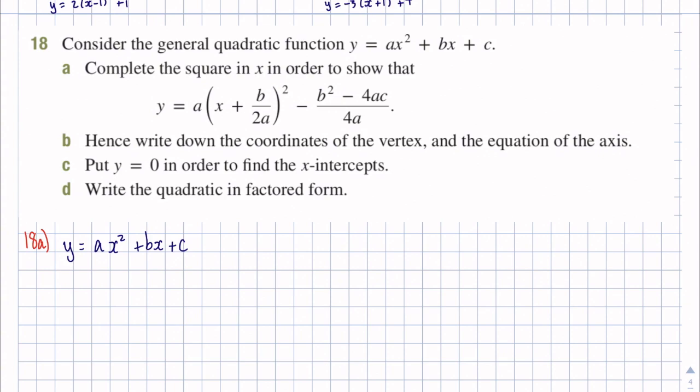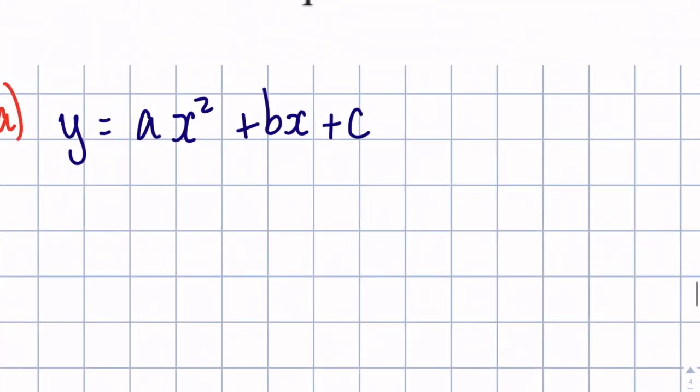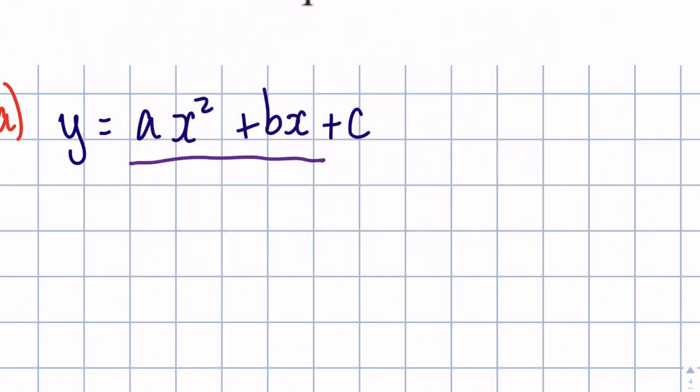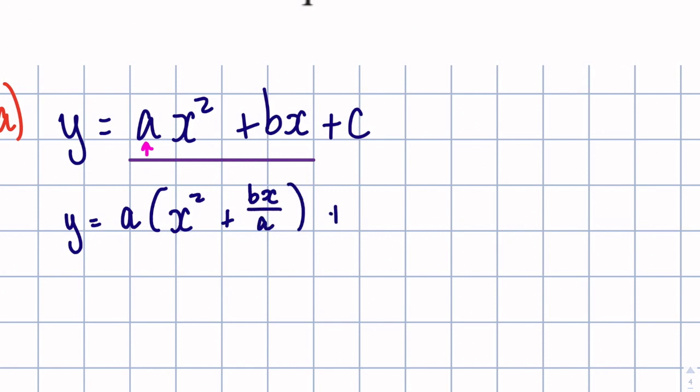Now, when we're completing the square, the first thing we want to do is factorize the first two terms to end up with a on the outside of the bracket so that x squared has nothing in front of it. So for the first two terms, I'm going to take a out the front. Then I've got x squared plus bx, but I had to divide it by a to make that work, plus c. I'm just going to rewrite this: y equals a outside of x squared plus b on a x, plus c.